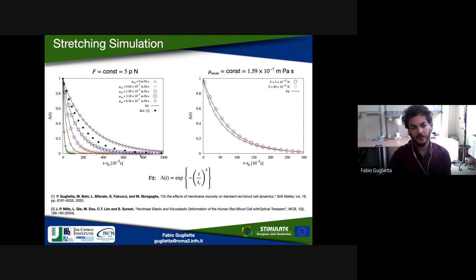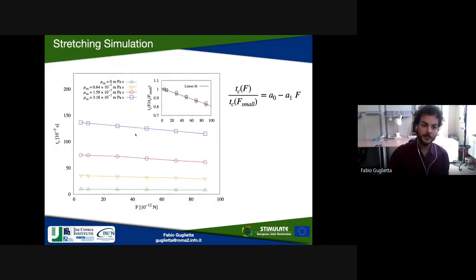Here I reported also experimental results from Mills et al. While if we fix the membrane viscosity and we change the load strength, we can see that increasing the force will decrease the relaxation time. Both data are fit with this exponential function. So here I reported all the results of the relaxation time in milliseconds at varying forces and membrane viscosities.